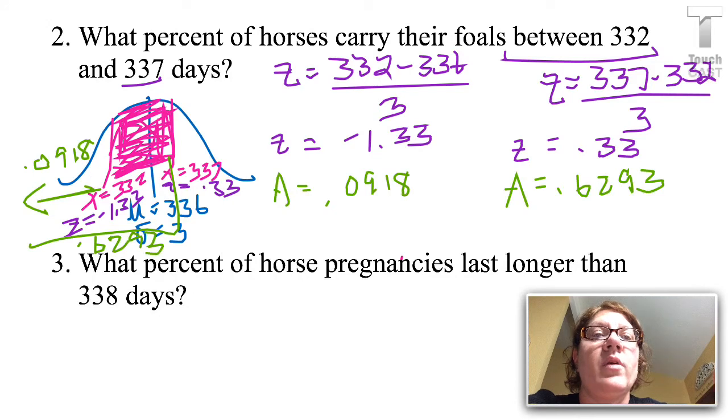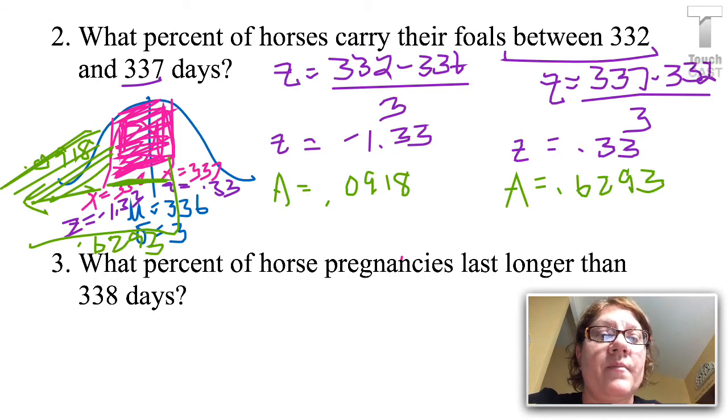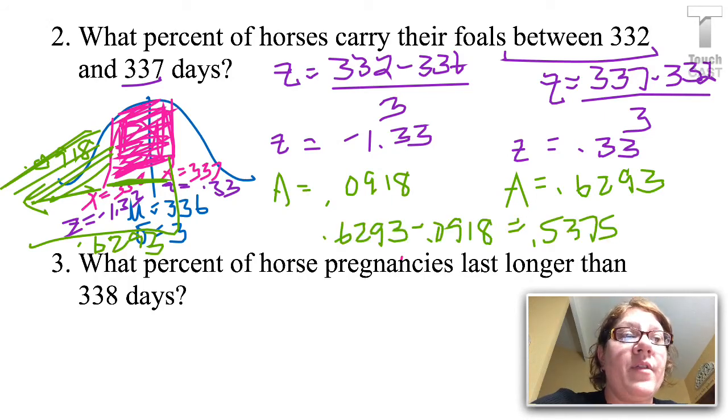And I want to get rid of this stuff so that I only have the stuff in between them. So I'll have to subtract. So I get 0.5375 for the area, or the probability, or the percent. It did ask me the percentage, so I suppose I can write it in percent form. And there's my final answer.